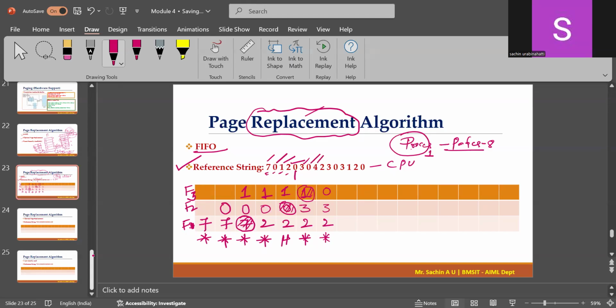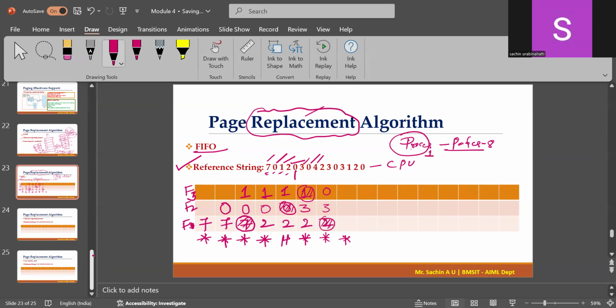Correct? Okay. Which is the next page which is requested? 4. Is 4 present? No. So here again it is a page fault. So now tell me which will be replaced. See, 2 is very old. It is first which is inserted, then 3, then 0. So which is the oldest one? It is 2. So this should be replaced.